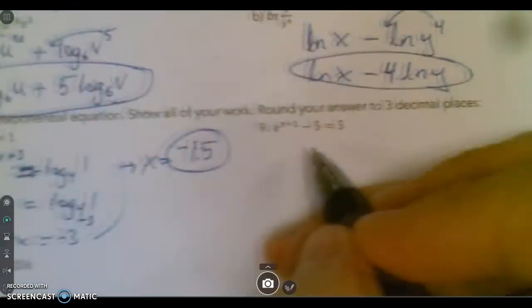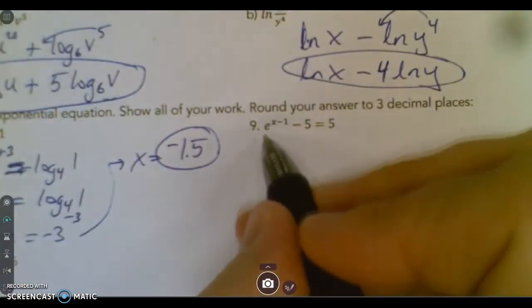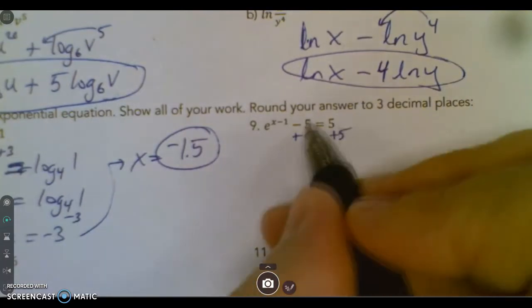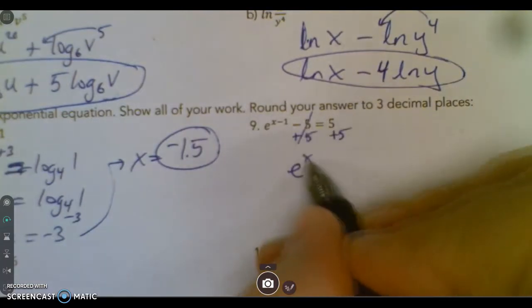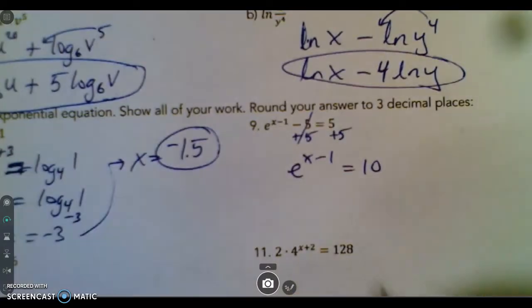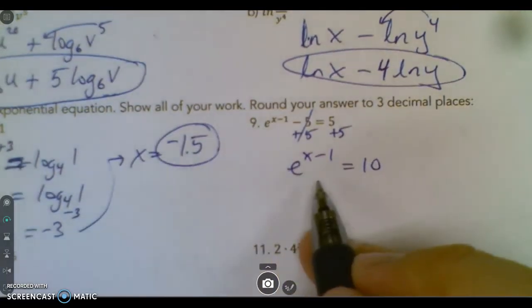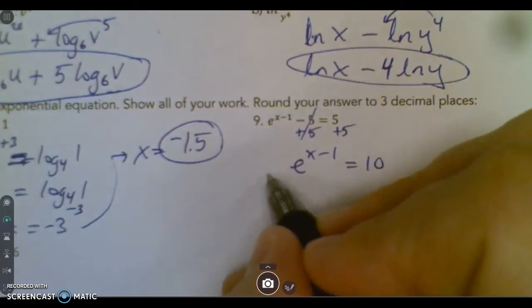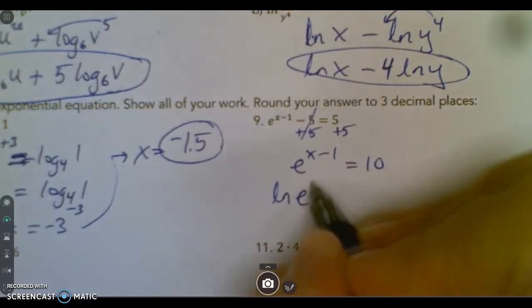All right, same deal here. Don't do logs until you get the exponent by itself. So it would be a mistake to take logs right away. So now that it's by itself, I can log both sides. And since it's an e, you'll see me do a natural log of both sides.